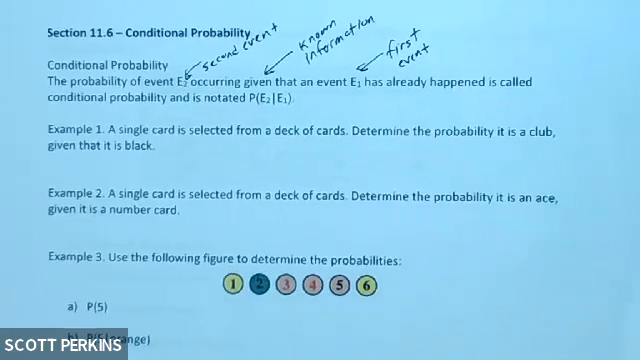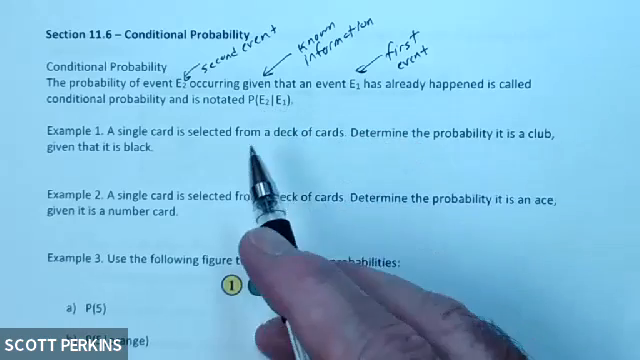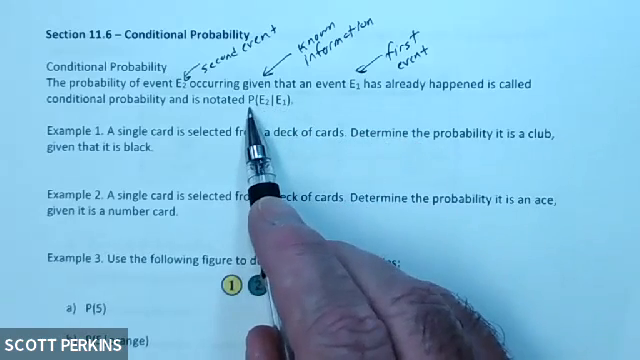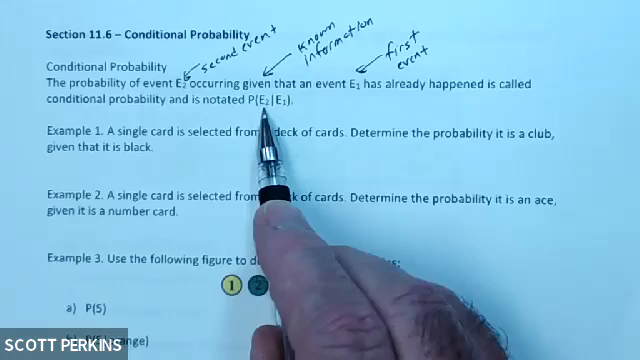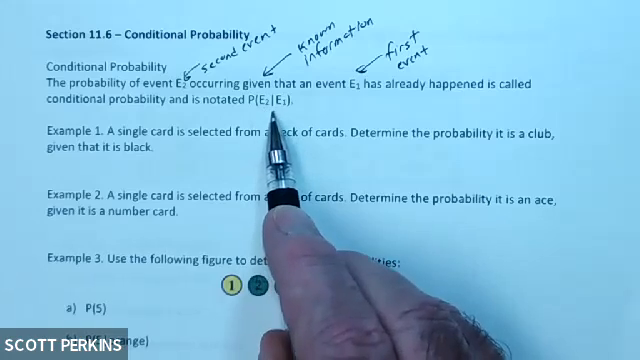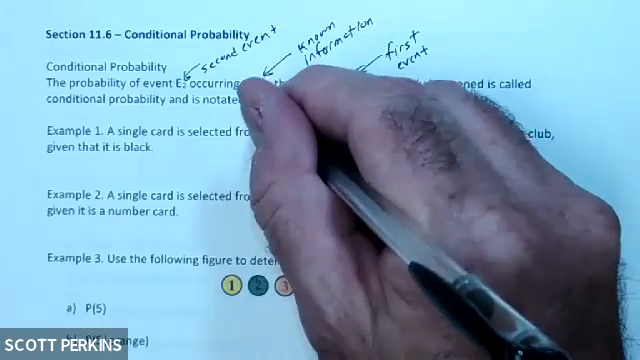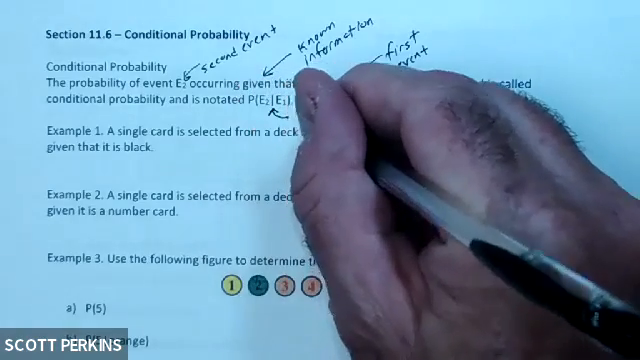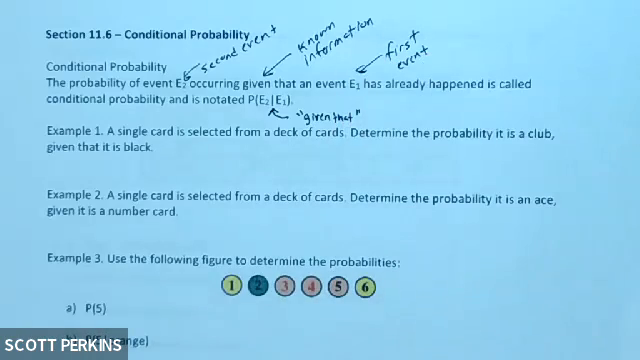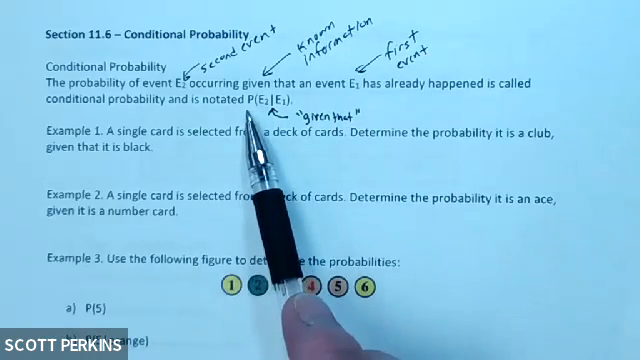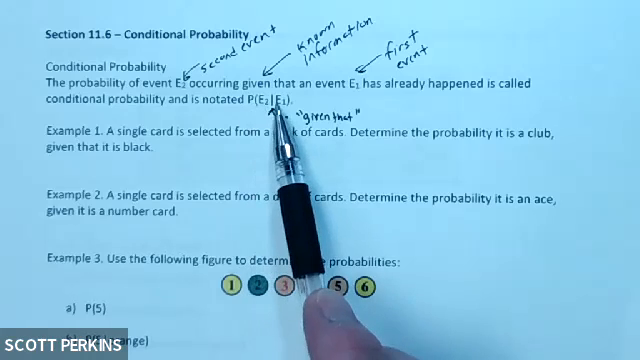The notation for conditional probability is given right here. We still use P for probability, but we're finding the probability of E2, the second event. This bar, when you are reading it, that bar right there is read as given that E1. Okay, so the probability of my second event given that my first event has already occurred.